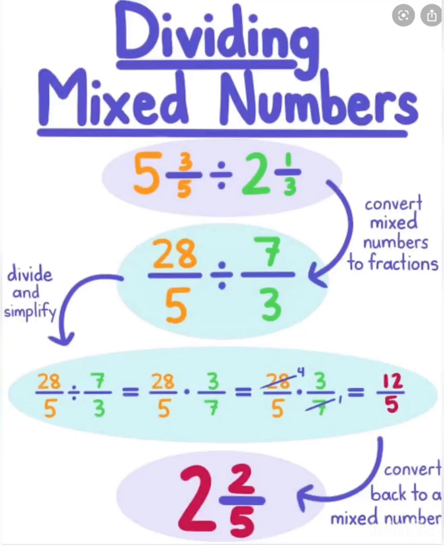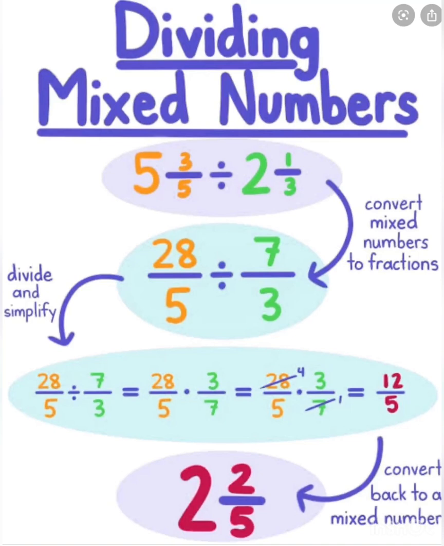If we have a mixed fraction in the statement, then we add one more step, that is, convert the mixed fraction into an improper fraction. Look here. Here we have 5 complete 3 by 5 divide 2 complete 1 by 3. After changing mixed fractions into improper fractions, we'll get 28 by 5 divide 7 by 3.